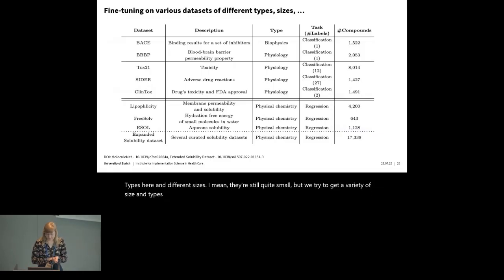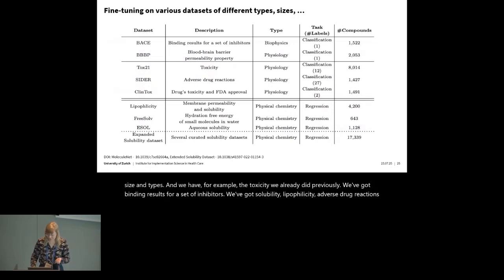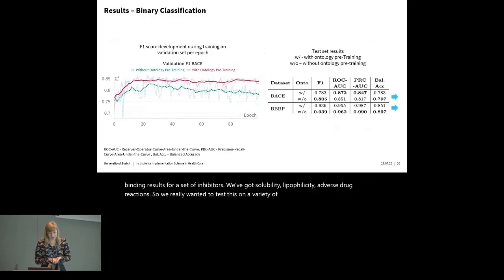And we have, for example, the toxicity we already did previously. We've got binding results for a set of inhibitors. We've got solubility, lipophilicity, adverse drug reactions. So we really wanted to test this on a variety of problems. And the results I will now show you for each task type separately. First, we have the results for the binary classification.